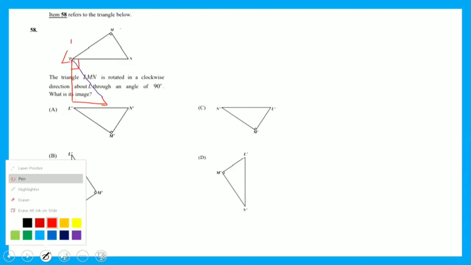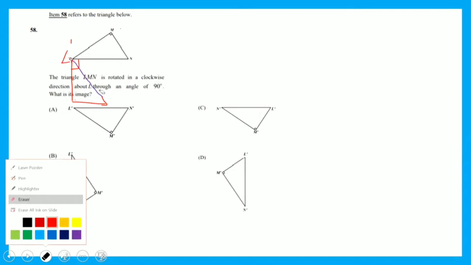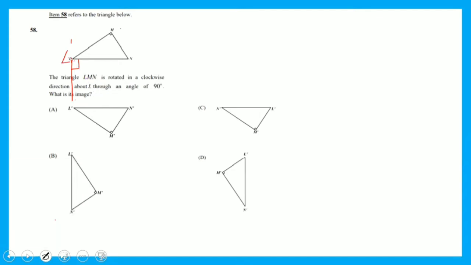Oops. Let me take this part back off. Let's draw this line a little longer, and then the one I drew before, it's going to look a little like this. So that would be where my L prime would basically be, M prime and N prime.